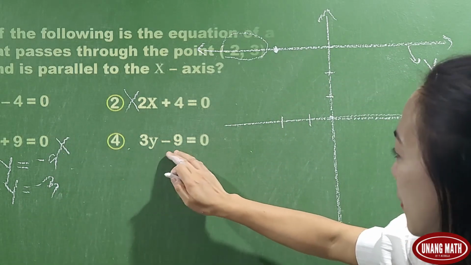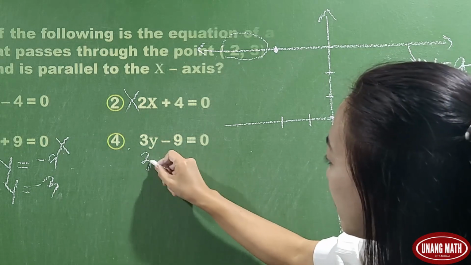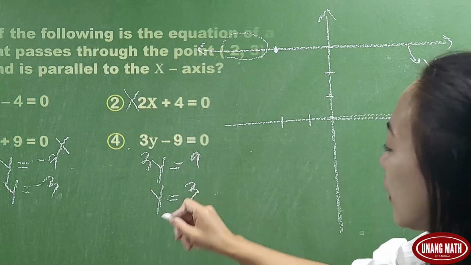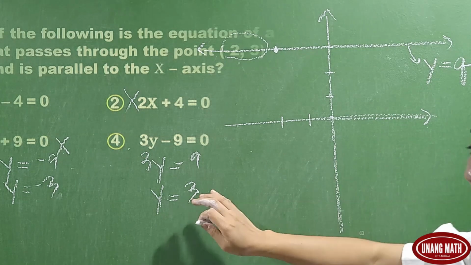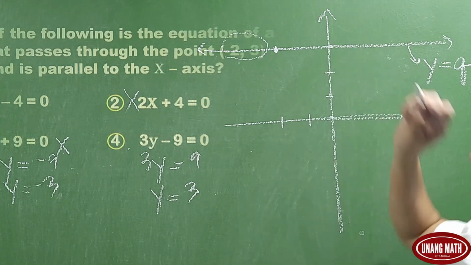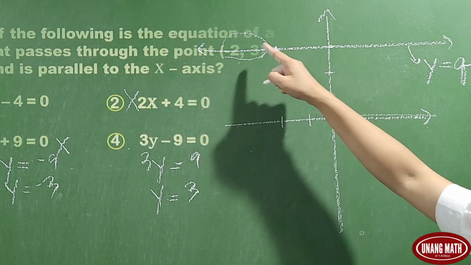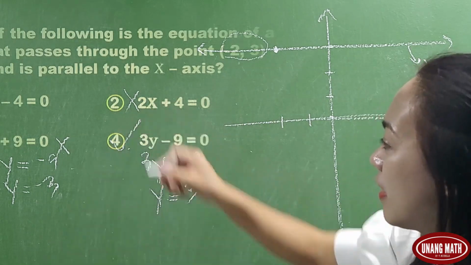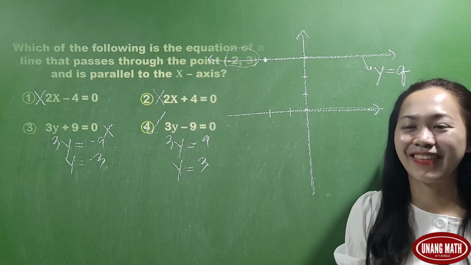What about 3y minus 9 is equal to 0? So 3y is equal to 9. So that means y is equal to 3. So all the y coordinates are 3. And that is correct. It shows in this graph. So the answer to this question is number 4.